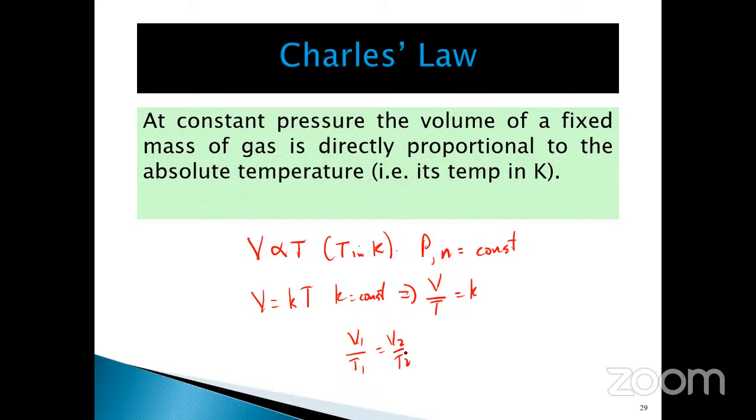So if V1 and T1 are the initial volume and temperature, and V2 and T2 are the final volume and temperature, then that's a relationship that incorporates all those variables. So for example, if you're given a problem where you need to find V2, then we can rearrange this equation to get V1 over T1 times T2, all right? For example. So that's basically Charles' law.